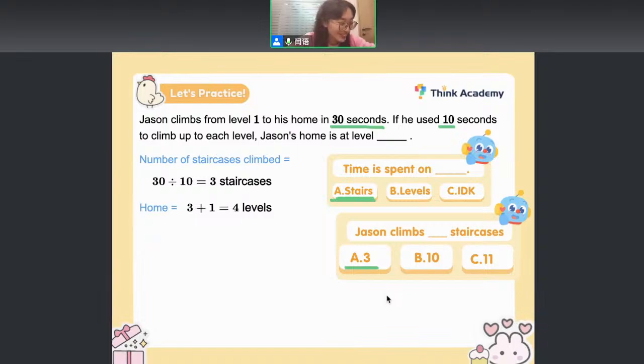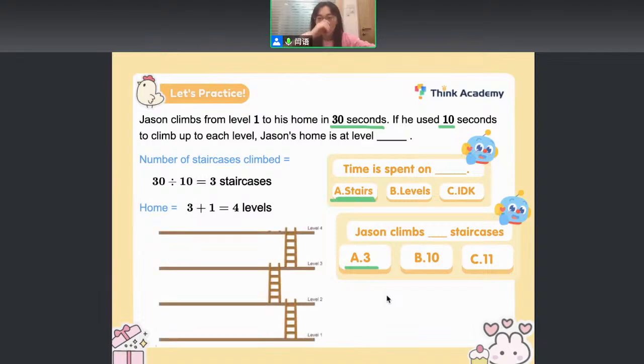And also, if you have no idea, everyone here, I can show you the picture. If you cannot understand this part, you can also draw it yourself. And also, if you really cannot understand, try to draw it. Now you see, where do we spend 30 seconds? That is when we are climbing stairs, right? So here, 1, 2, 3. In total, we get 30 seconds. So what about for each staircase? That is 10 seconds.